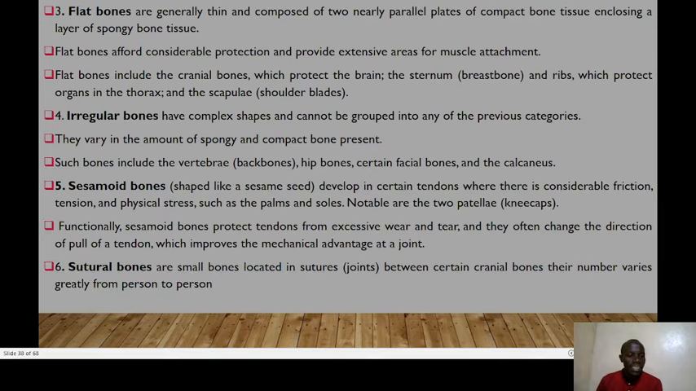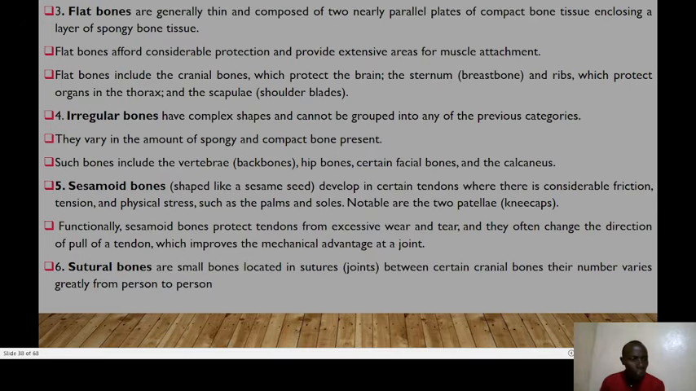The fifth class is the sesamoid bones. They are shaped like a sesame seed and develop in certain tendons where there is considerable friction, tension, and physical stress, such as the palms, okay, and soles. Notably, we have the kneecaps, the patella. Functionally, sesamoid bones protect tendons from excessive wear and tear, and they often change the direction of pull of a tendon, which improves the mechanical advantage at some point.